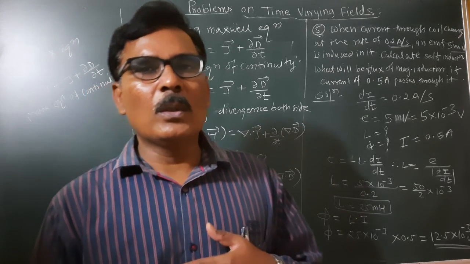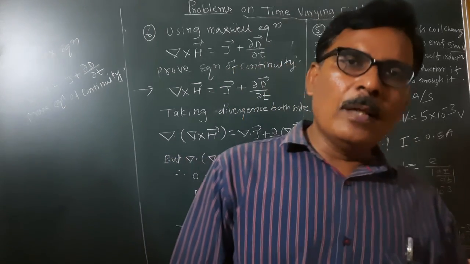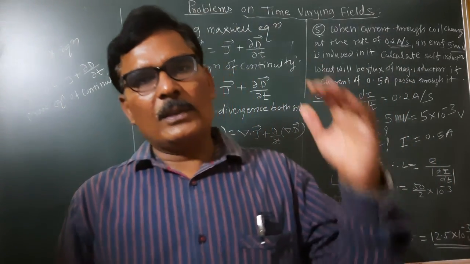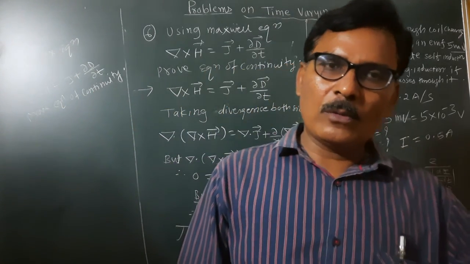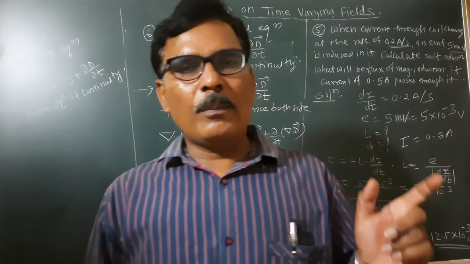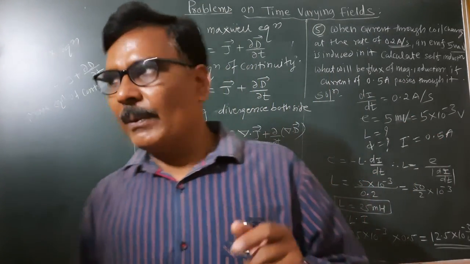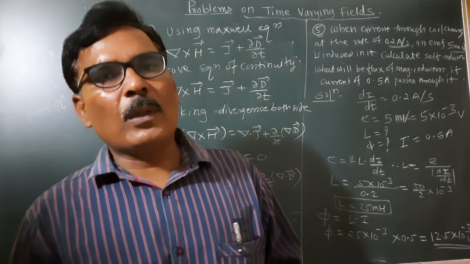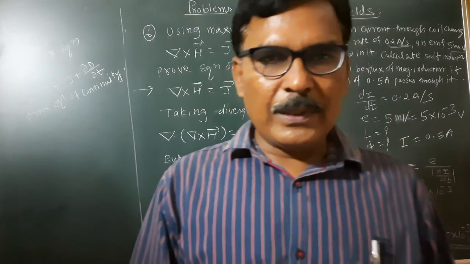E is equal to L into di by dt, or E is equal to M into di by dt, or phi is equal to L into I, or the four Maxwell's equations: divergence of D is equal to rho, divergence of B is equal to 0, curl of E is equal to minus dou B bar by dou t, curl of H bar is equal to J bar plus dou D bar by dou t. These equations are very important for solving these problems, and in this way this topic is finished.